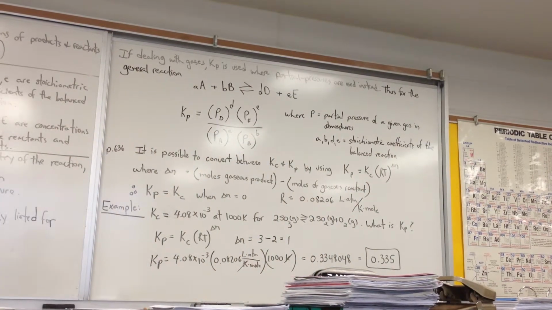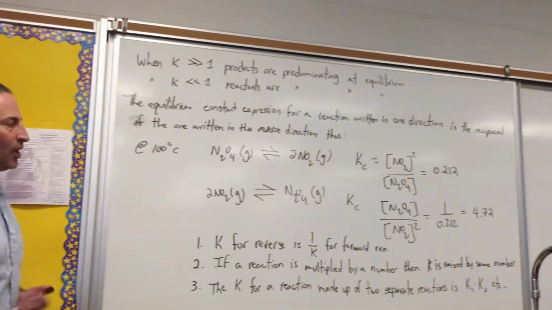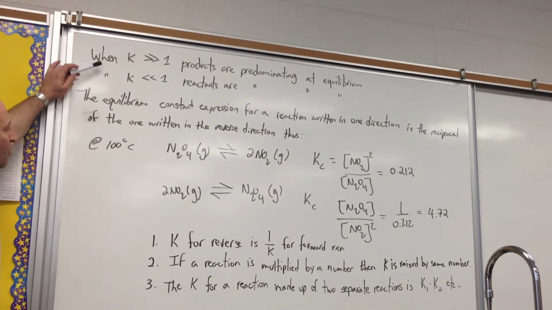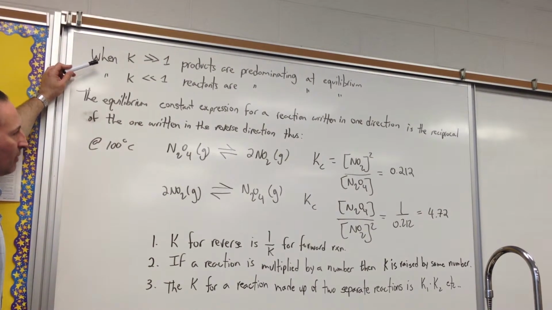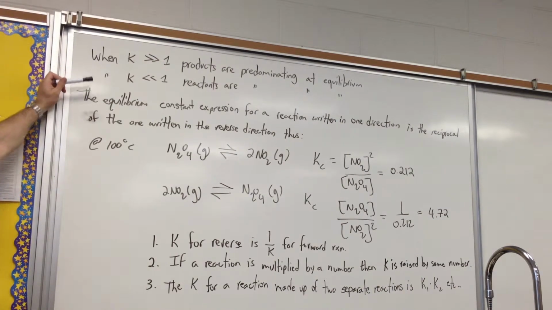Continuing with considerations about the value of K. When the value of K is greater than 1, it means that the ratio of products over reactants is large. So that means the products are predominating at equilibrium. When K is a lot less than 1, then the reactants are predominating at equilibrium.